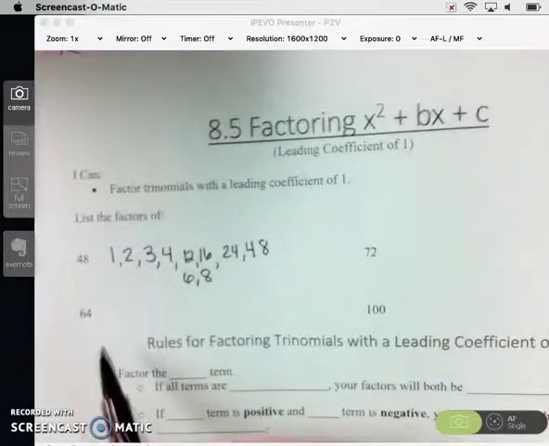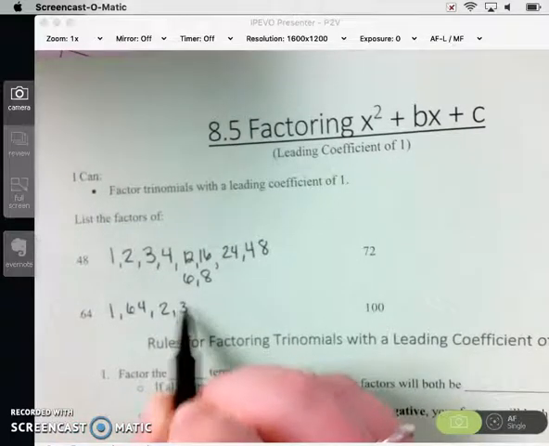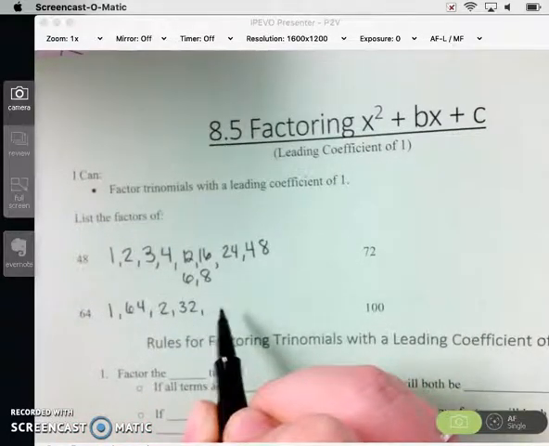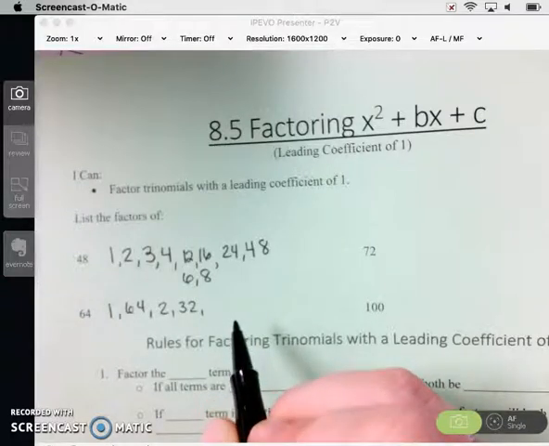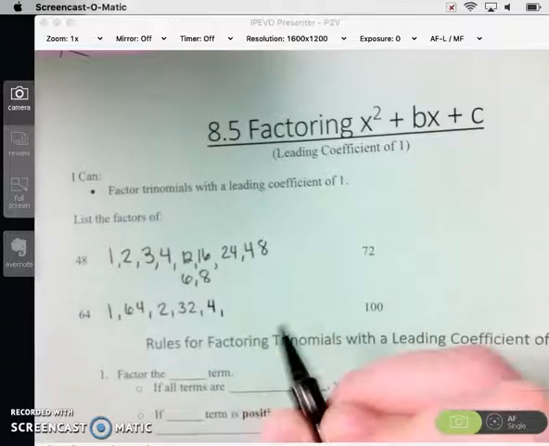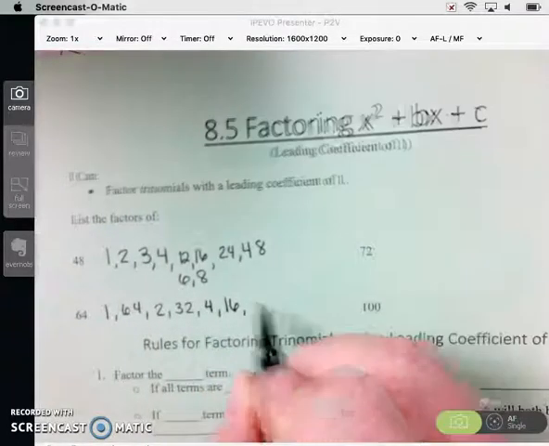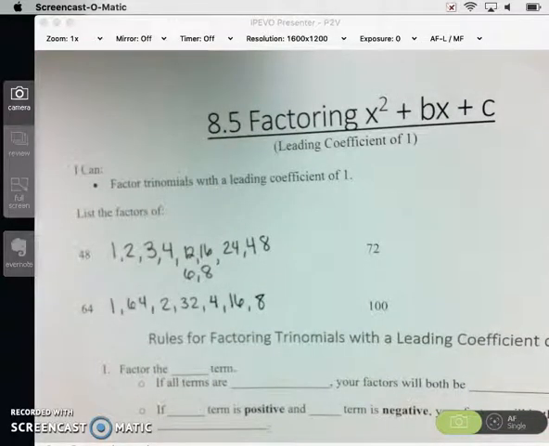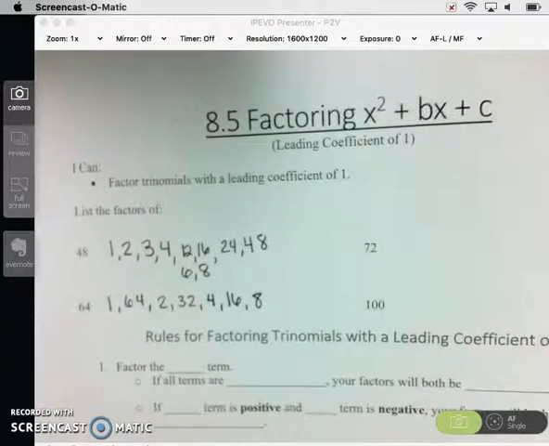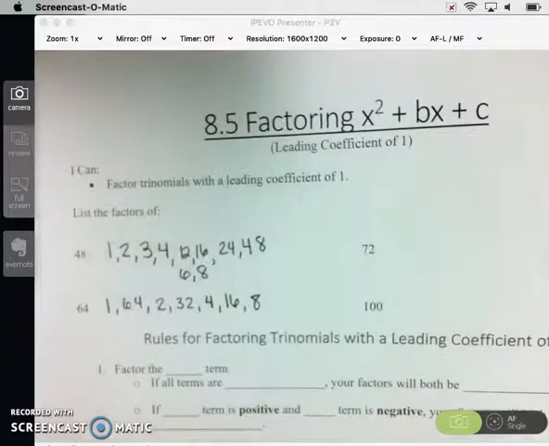Okay, so factors of 64: 1 and 64, 2 and 32, 3, no, 4, no, wait, yeah, 4 and 16, thank you, and 8 and 8. So knowing the factors, we need to know how to factor first and foremost. The factors of.